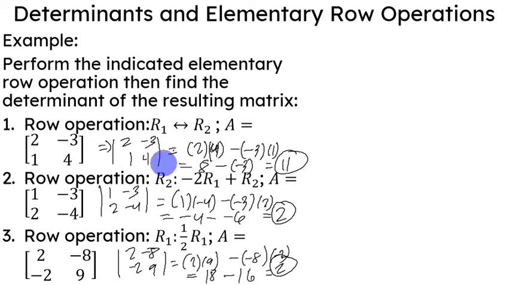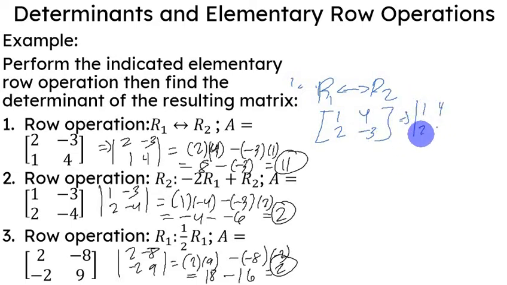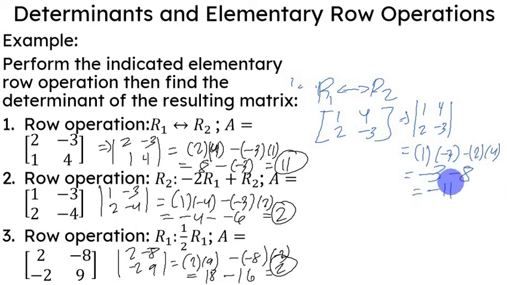Alright, so here we are asked to interchange rows 1 and 2. That would mean when we interchange row 1 and row 2 for number 1, our new matrix would be 1, 4, 2, negative 3. And the determinant of this, there you go, would now be equal to 1 times negative 3 minus 2 times 4. And this will become negative 3 minus 8, which is negative 11.